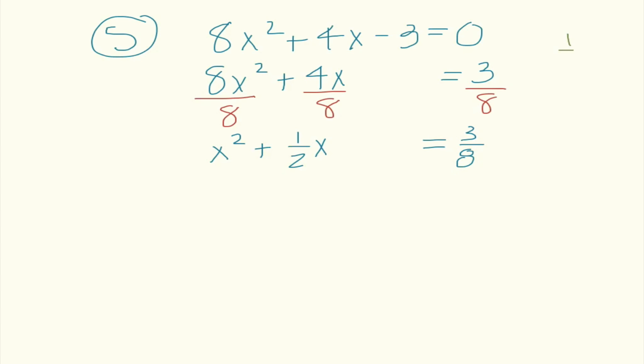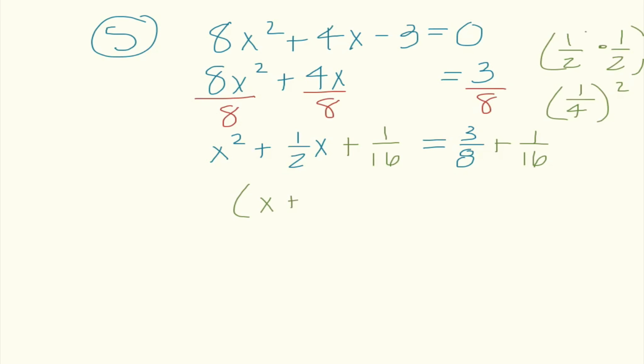So I'm going to take my middle coefficient and divide it by 2. I know dividing by 2 is like multiplying it by 1/2. So I get 1/4, and I need to square that, and it becomes 1/16. When I factor this, it becomes x plus 1/4 squared, because I know 1/4 is half of 1/2, equals, when I add 3/8 and 1/16 together, I get 7/16.